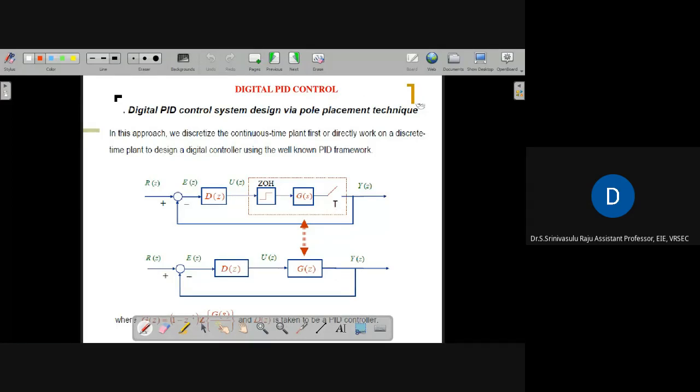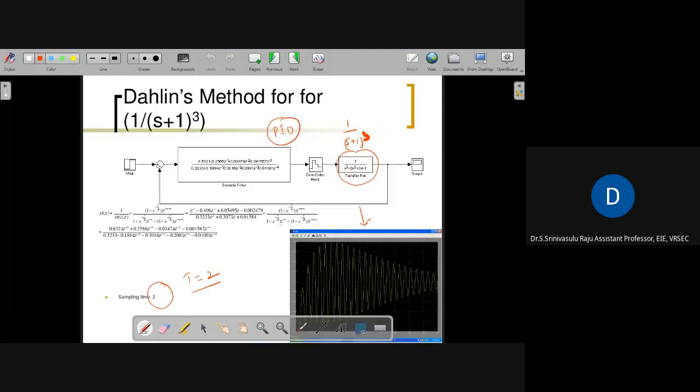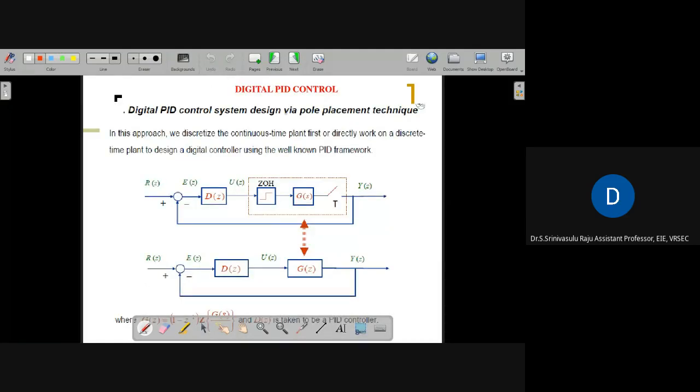Till now, we have studied deadbeat and Dahlin's. Now you may ask the question, why can't you implement the Kalman's? Kalman's algorithm is entirely different, and it requires some additional mathematical knowledge, so it may confuse you. So I have not included Kalman's here. We have considered only deadbeat and Dahlin's. Digital PID is very simple.